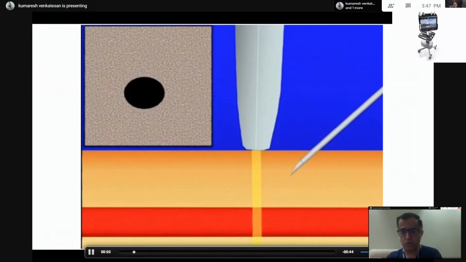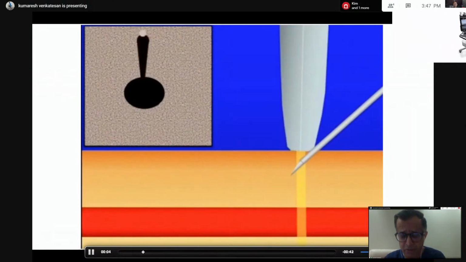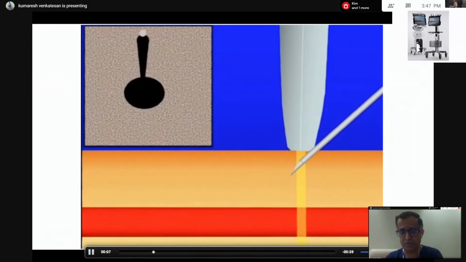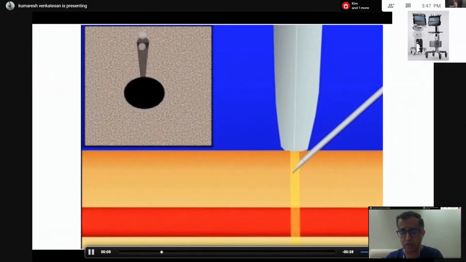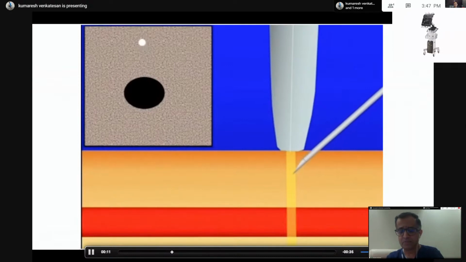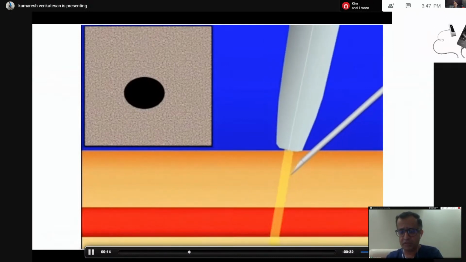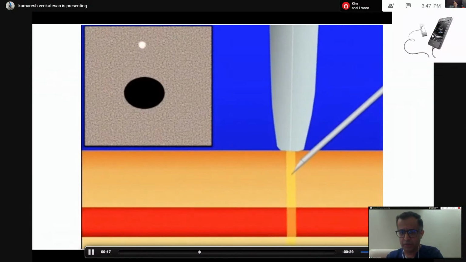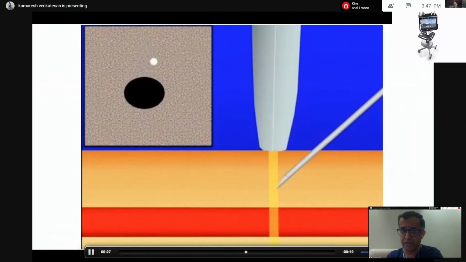Okay, so this is the crucial step when you're performing the procedure if you want to avoid any complication. Always look for the needle tip, and do not advance the needle if you're not able to visualize the needle tip. Go back and look for the needle tip. Once you identify the needle tip, then advance the needle.